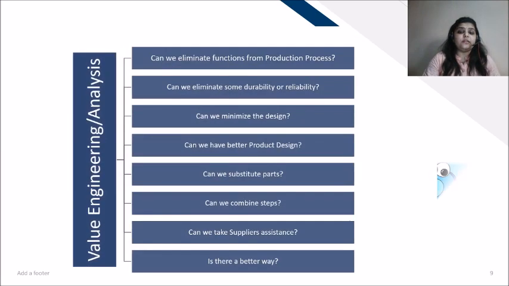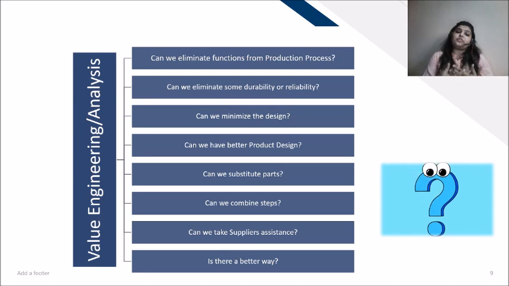Now, when we are talking about value analysis and value engineering, what kind of questions can we ask ourselves? First, can we eliminate functions from the production process? Like the example which I gave you just now. After process 2, can I remove the step of inspection? If I remove that step, maybe I will have some cost reduction.